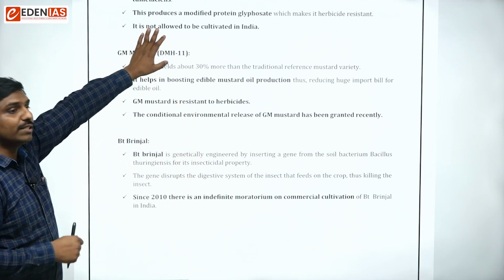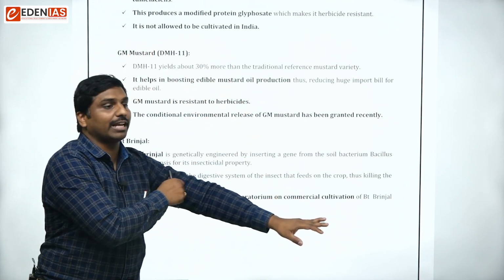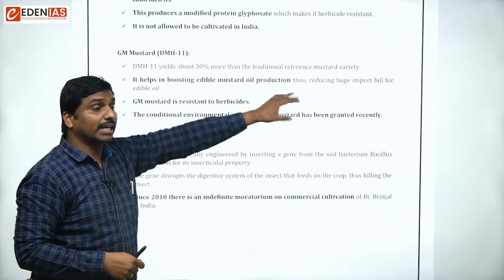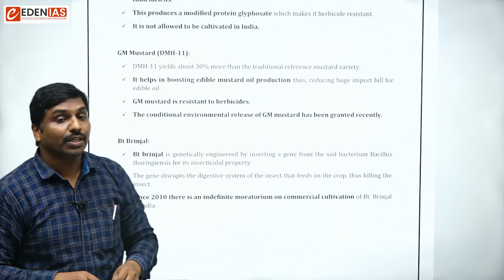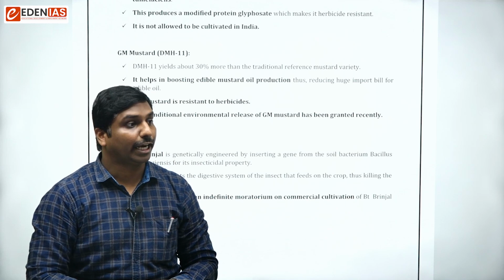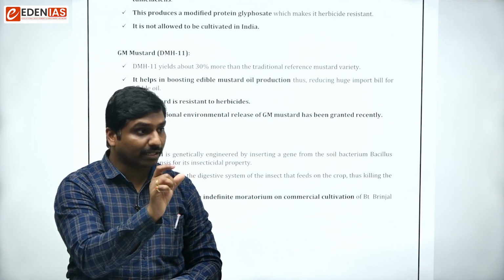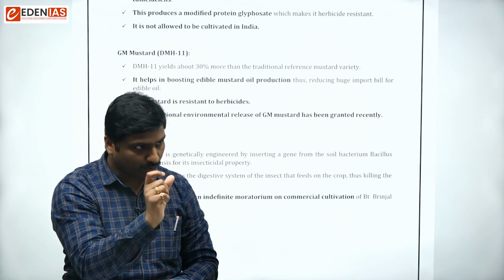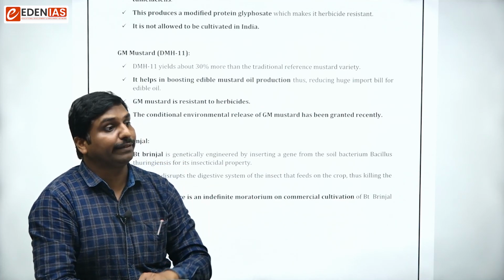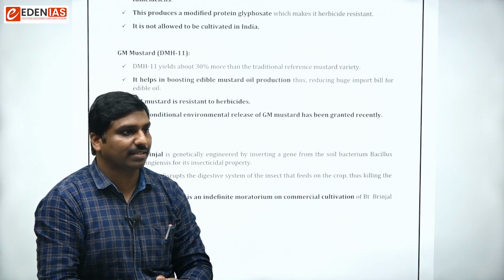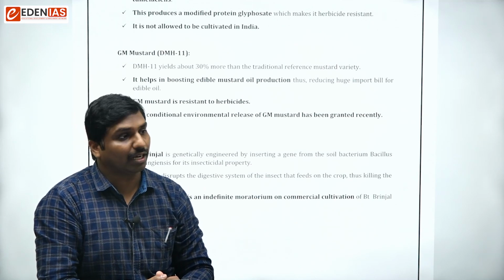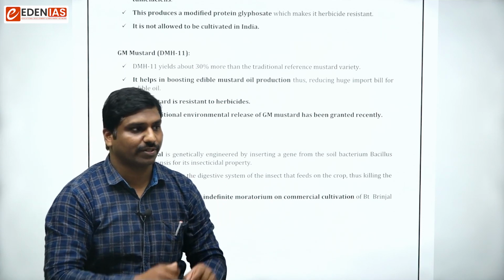So what this will do is help boost edible mustard oil production. Oil production would be boosted. If you look at the current situation, we are heavily dependent upon imports of edible oil. You should read some of the statistics of oil imports and exports. This also can be a kind of hybrid theme for the exam, from economy as well as science and technology. So palm oil exports, or edible oil exports and imports, just refer to the statistics.